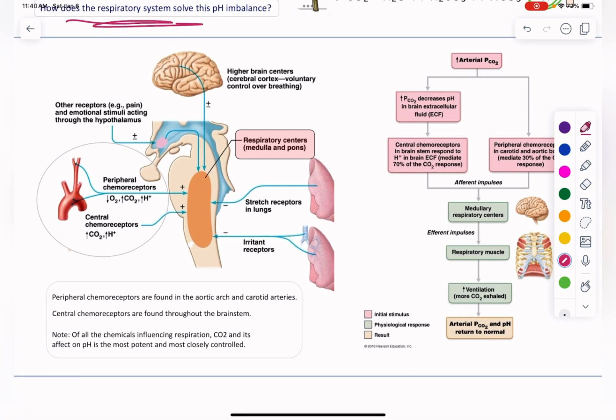Well, not surprisingly, there are sensory receptors located in the body that detect levels of both hydrogen ion and CO2. And specifically, we have what are called peripheral chemoreceptors. These are located in the aortic arch, and I believe these are the carotid arteries that go up to the head that are going to detect levels of hydrogen ion and CO2. We also have what are called central chemoreceptors that are also going to detect levels of these chemicals, and these are located in the brainstem.